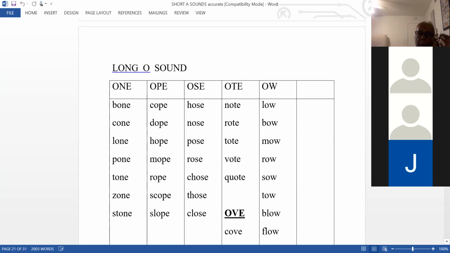I used to do maybe one page at a time with the children with these. But then they were children who were 7, 8, 9, 10 years old. Here you have OW again, but it's low, bow, mo, OW. So OW could give 2 sounds depending on the word, ow or O.